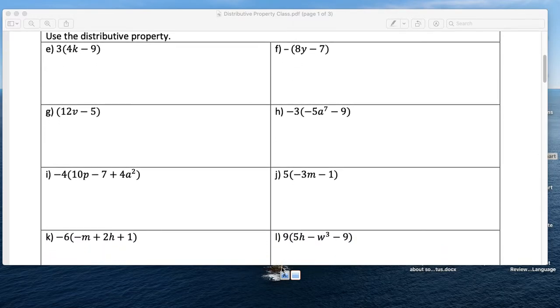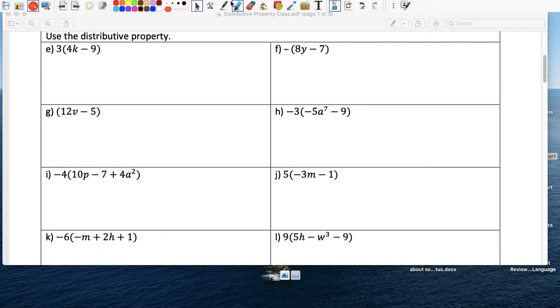Okay, so this one is just distributed properly. You just gotta be careful with the signs. So positive and positive is 12k. Positive and a negative is negative 27. Put a 1 here. Negative 1 times 8 is negative 8. Negative 1 times negative 7 is positive 7. Put a 1 here again.